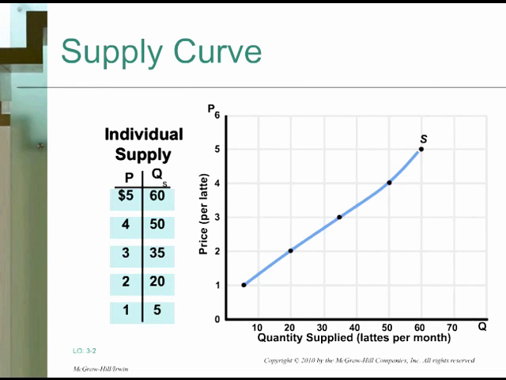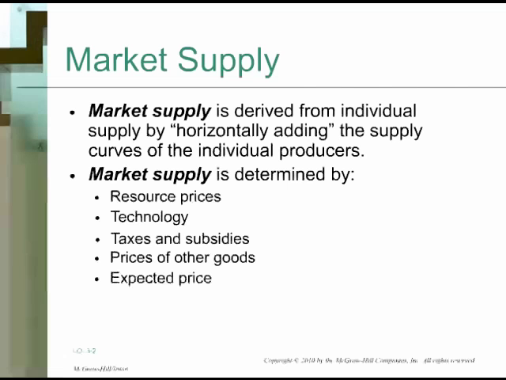Price is on the vertical axis, quantity supplied on the horizontal. Connecting the dots, we get the supply curve. It slopes up to reflect the law of supply. At a higher price, firms are willing to sell more. Market supply is derived from individual supply by horizontally adding the supply curves of the individual producers.